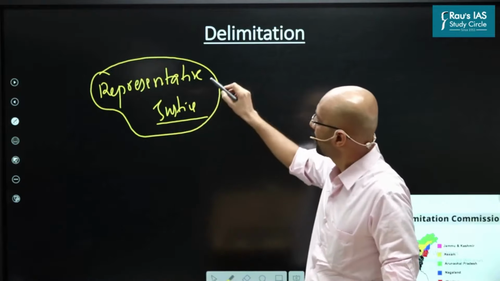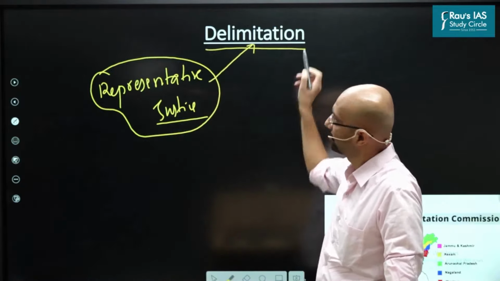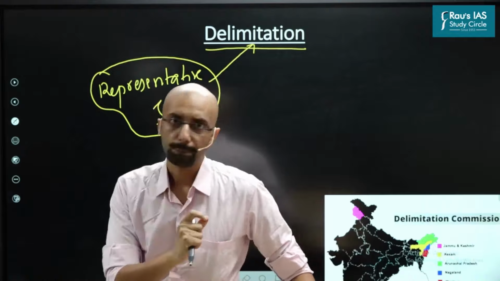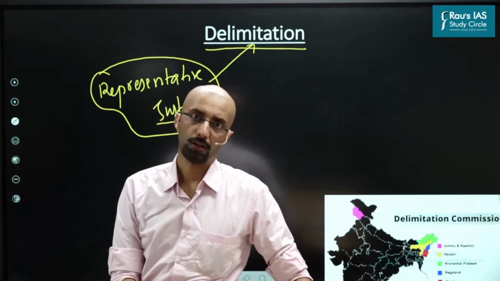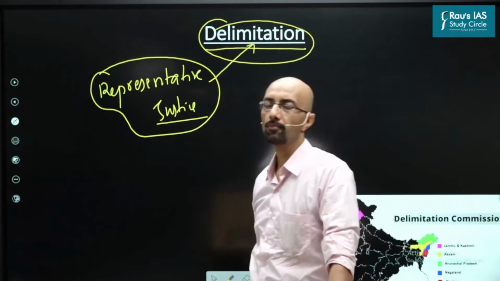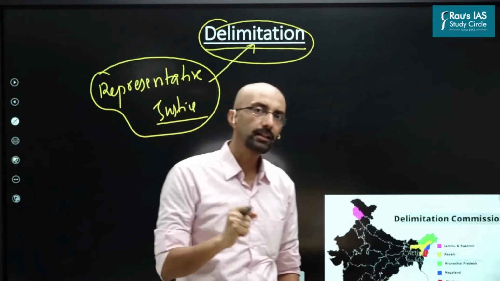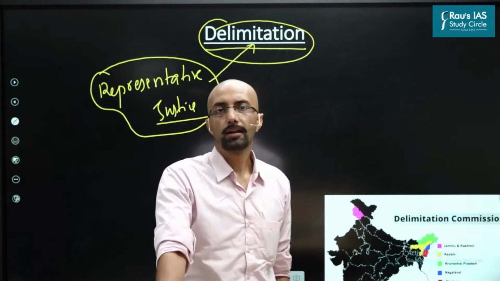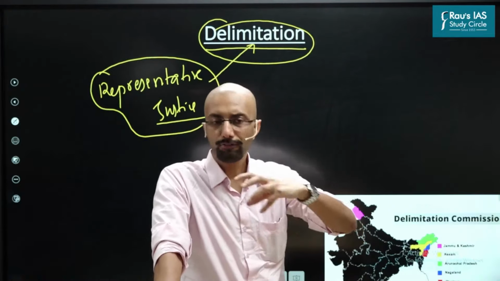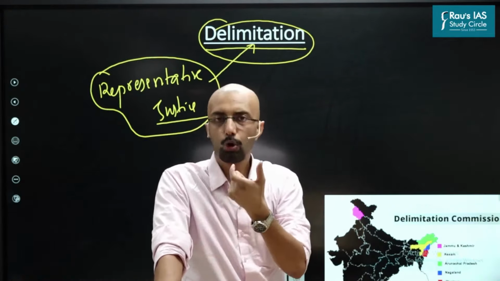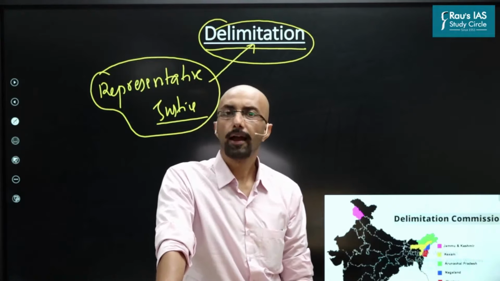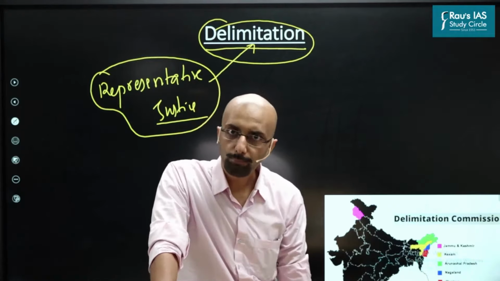This brings us to the topic of today's class, that is delimitation. To ensure representative justice and to ensure that every citizen has equal value of his vote, we have to, every few years, carry out the exercise of delimitation. Now, how can we define delimitation? A simple definition: delimitation is the act or the process of drawing the boundaries or fixing the limits of territorial constituencies in such a manner that as nearly as possible, every constituency should have equal population.